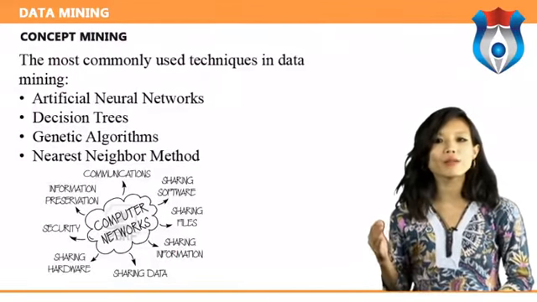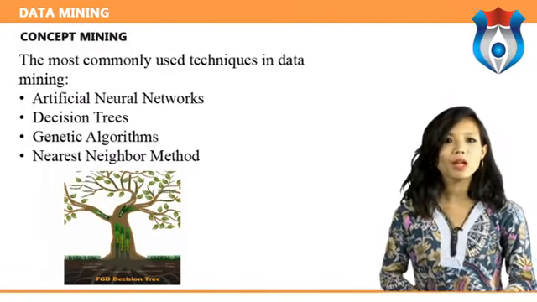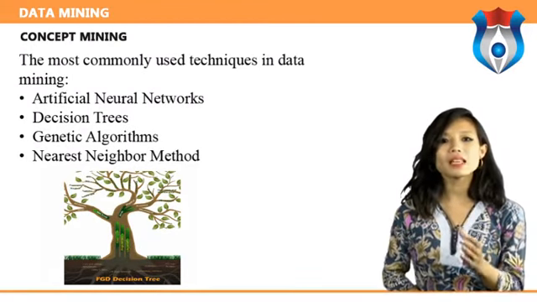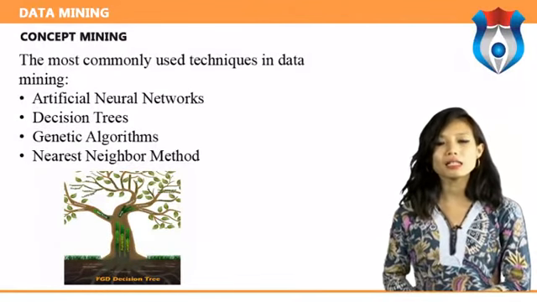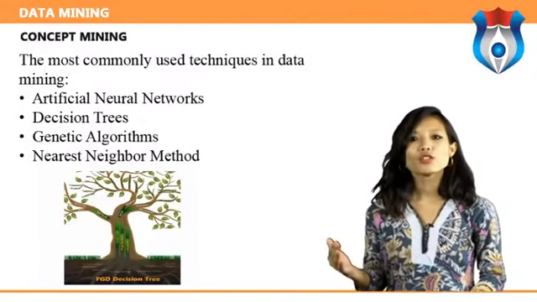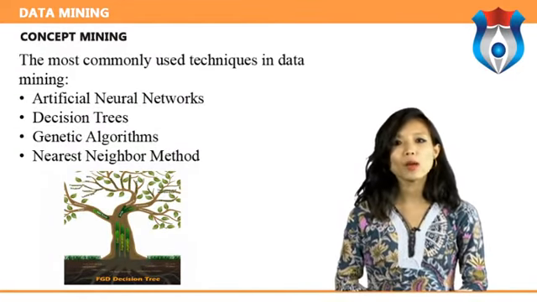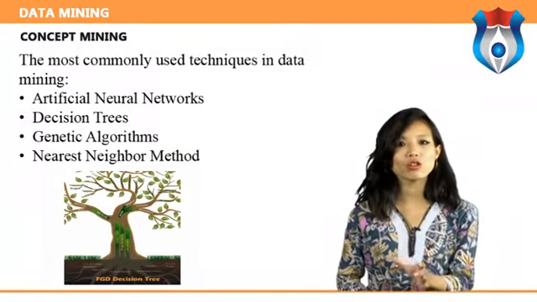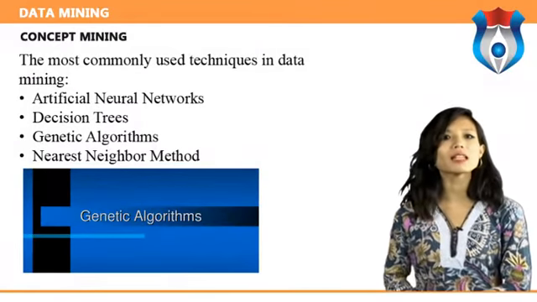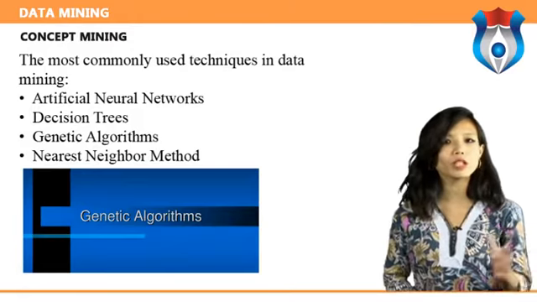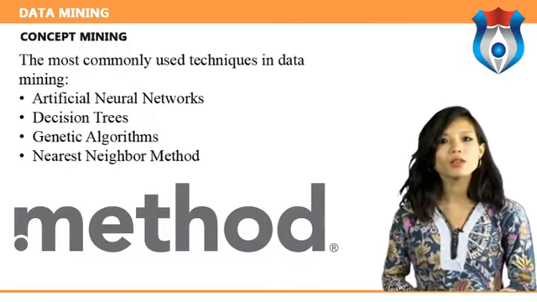and resemble biological neural networks in structure. Decision trees are tree-shaped structures that represent sets of decisions. These decisions generate rules for the classification of a data set. Specific decision tree methods include classification and regression trees, CART, and chi-square automatic interaction detection, CHAID. Genetic algorithms are optimization techniques that use processes such as genetic combination, mutation, and natural selection in a design based on the concepts of evolution. Nearest neighbor method.